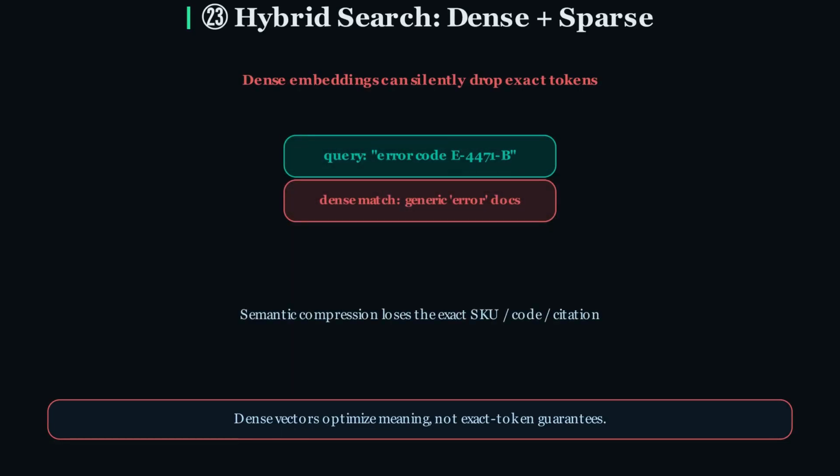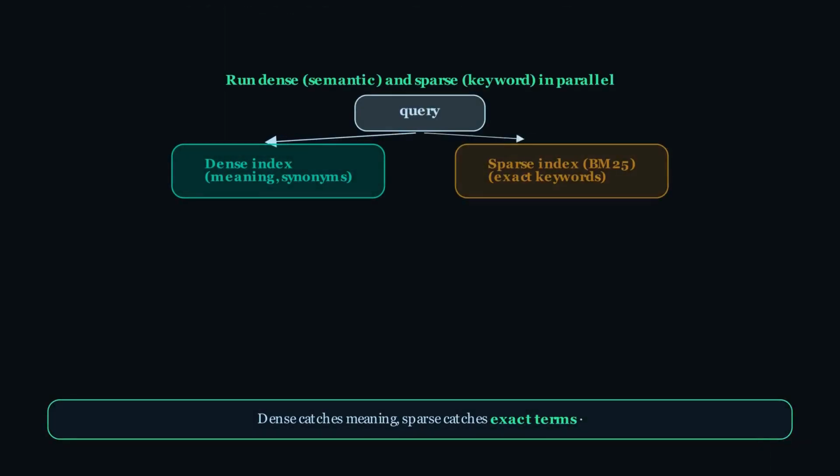Dense embeddings excel at conceptual meaning, but they compress text into a continuous space, which can silently drop exact, specific tokens, product codes, legal citations, precise error codes. There's no guarantee the exact string survives compression. Sparse retrieval, like BM25, builds an inverted index across the entire vocabulary and guarantees exact keyword matches, but fails completely on synonyms. Dense and sparse retrieval fail in completely different, orthogonal ways.